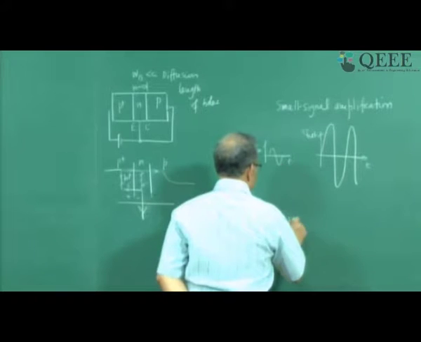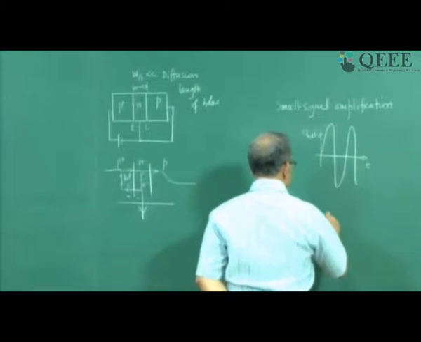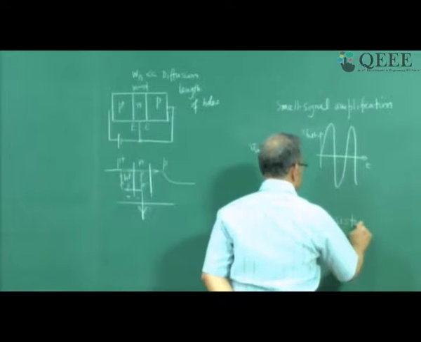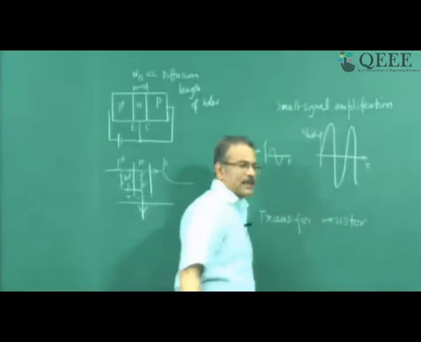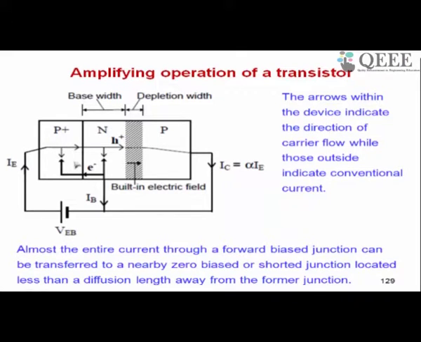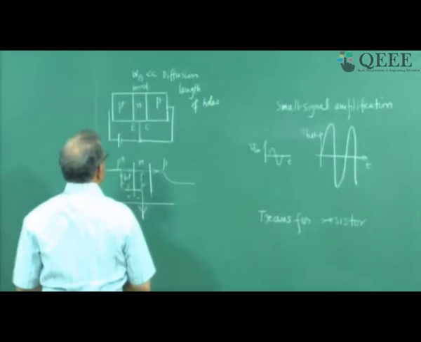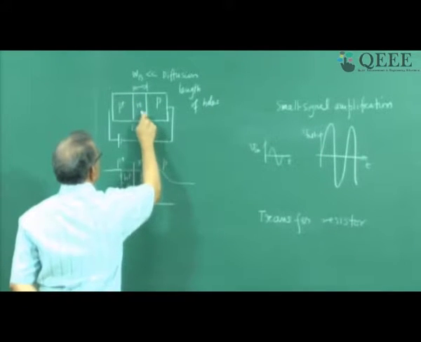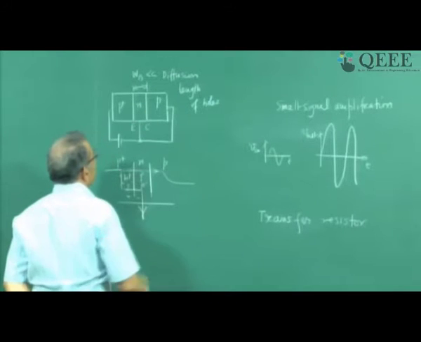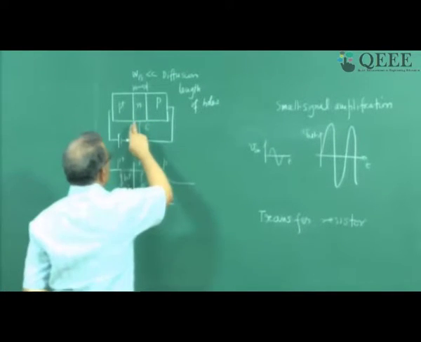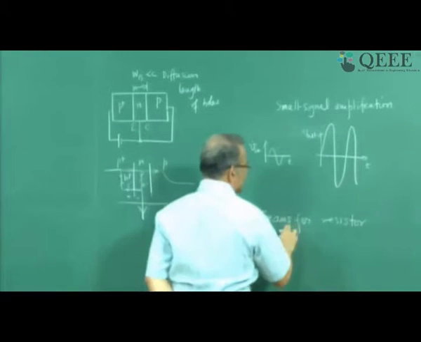I had already mentioned this in the first session. I am repeating it here. Transfer resistor. You can see that the current is being transferred from a forward bias junction, which has a low resistance, to a zero bias junction, which has a high resistance, right? So it is transfer of current from a low resistance to a high resistance. This junction has low resistance because it is forward biased, but this one is zero biased, so its resistance is higher. So that is why it is transfer resistor.